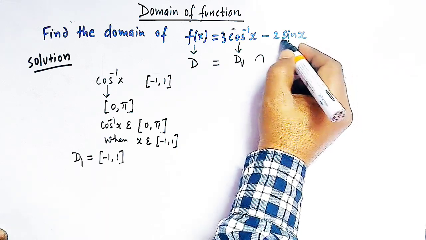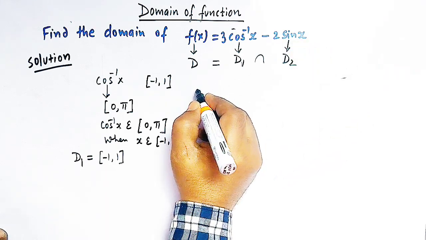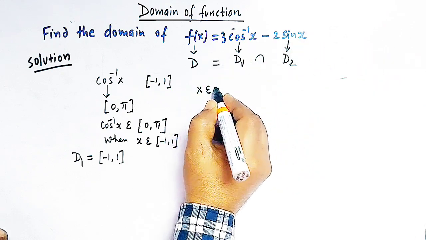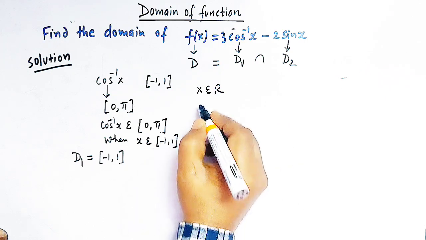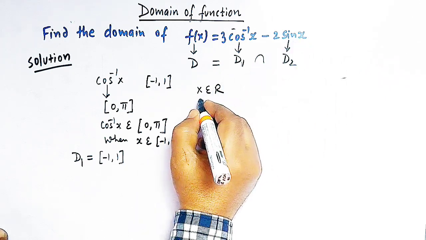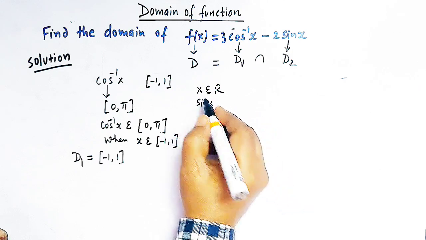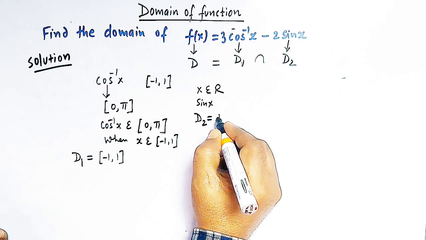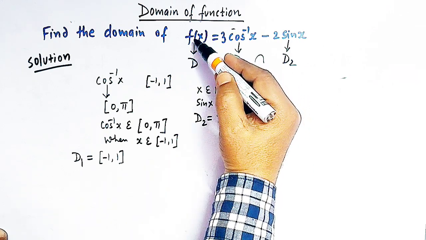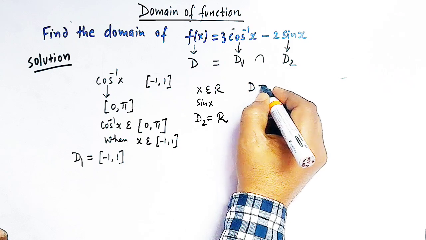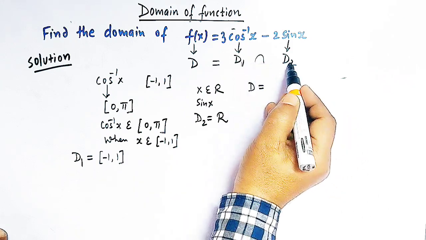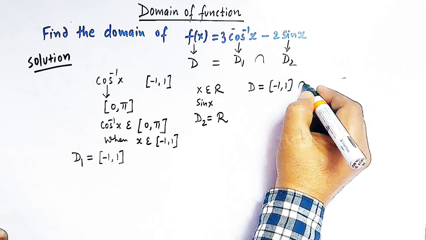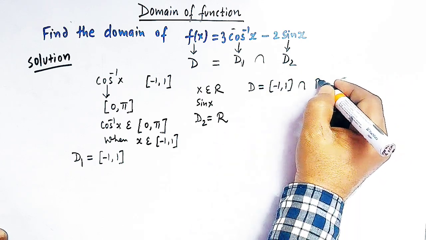And here the function sine x is defined for all values of x, that is x belonging to the set of real numbers, right? So the domain of sine x is given by the set of real numbers. So we have d2 is equal to r, right? So now the domain of this function f of x is given by the intersection of these two domains. So here d1 is -1 to 1, and d2 is the set of real numbers.